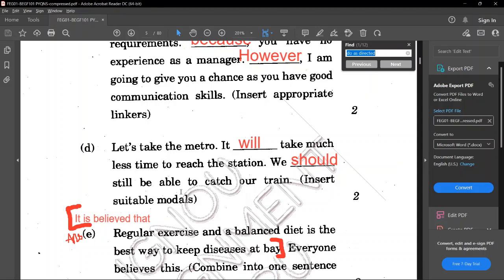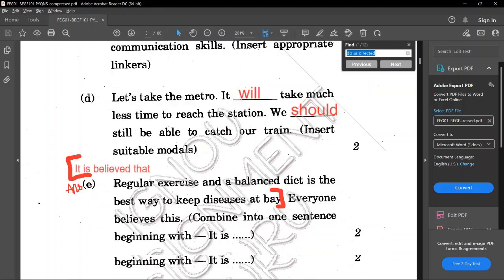So, in this case, we have, let's take the metro. It will take much less time to reach the station. They're going to go to the station, which is a future tense, so the word that will come here will be "will". Next, we have, we should still be able to catch our train. This is also pretty self-explanatory.